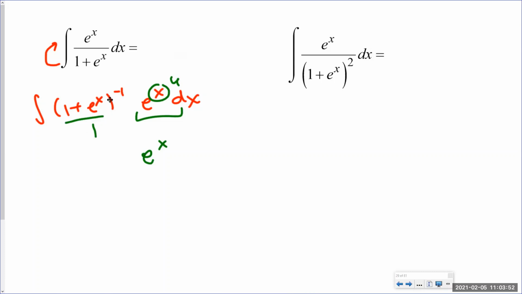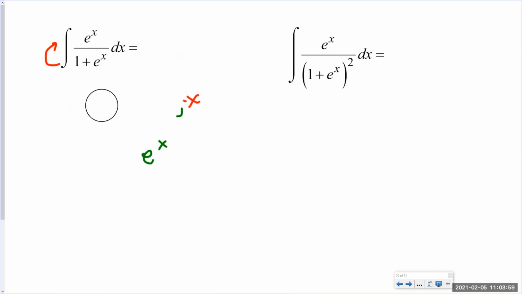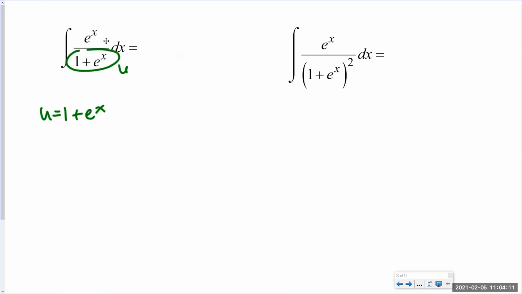Do my x's cancel out? Oh, darn. What do I do here? The x's don't cancel out. It's not an e to the u. What kind of problem is this one? U substitution. What are you going to make your u? The whole bottom? Okay, so if you make your whole bottom your u, can I use the ln shortcut? Yeah. Okay, so what's the derivative of 1 plus e to the x?